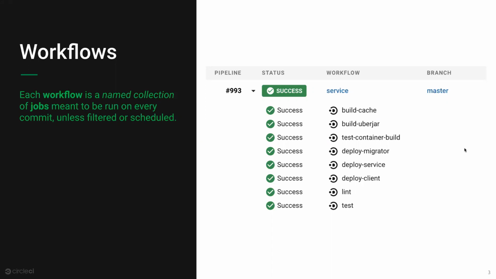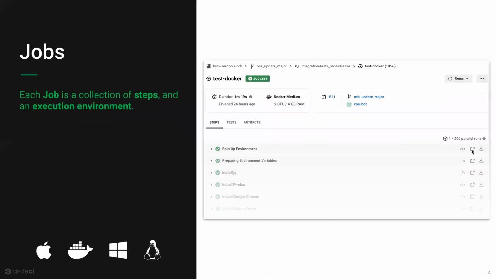These may also have some kind of filter on them, or they may be scheduled. So if you have a workflow that only runs on your deploy, maybe that only runs on the master branch, or maybe it only runs on a scheduled release, something like that. And of course, when you drill into a workflow, we can see these number of jobs here. So we'll go a little bit deeper and take a look at what a job is.